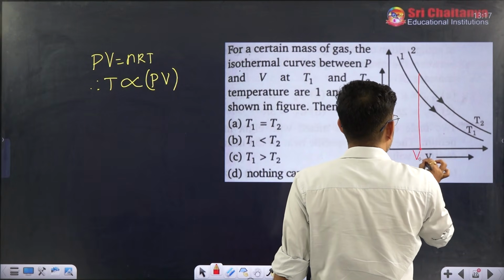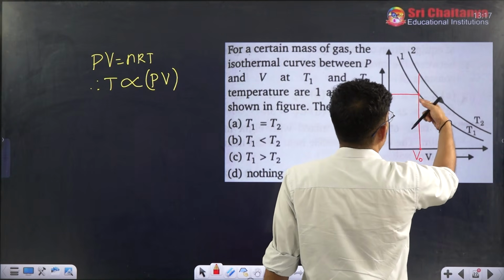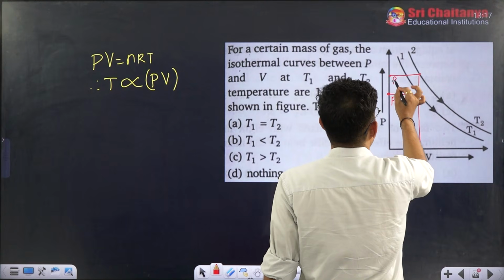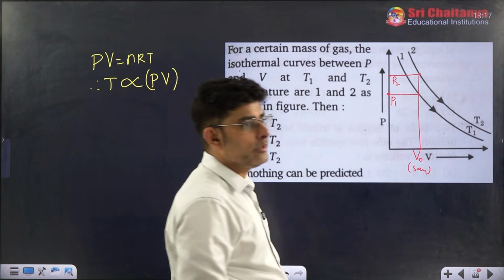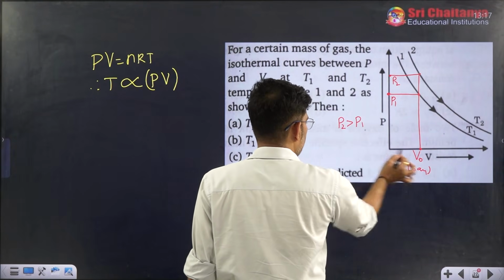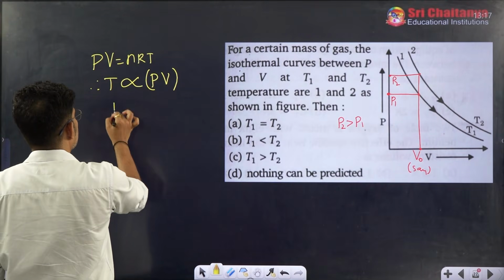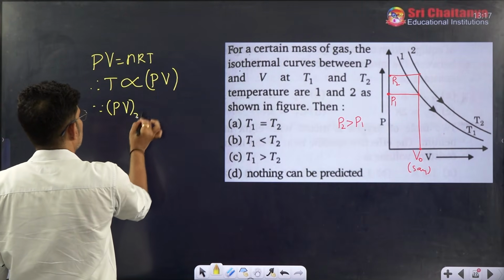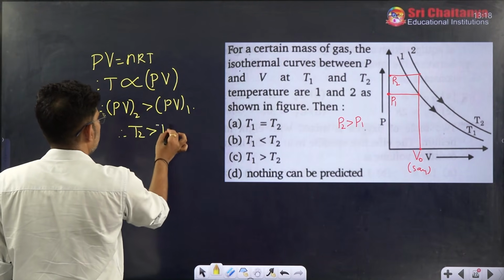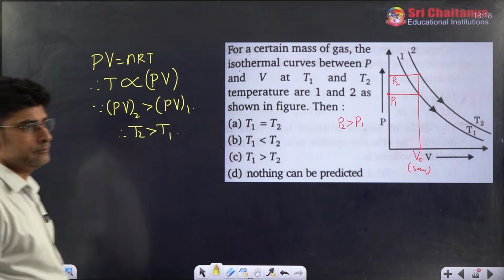Suppose I am taking any volume V0, any value. For this particular V0, see the corresponding pressure. This is for gas 1, P1, and this is for gas 2. So if you take any volume and compare, P2 is always greater than P1. So we can see that the product PV for gas 2 is greater than PV for gas 1. So T2 will obviously be greater than T1. Understood? So T2 will be greater than T1.